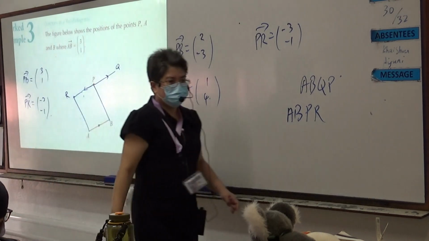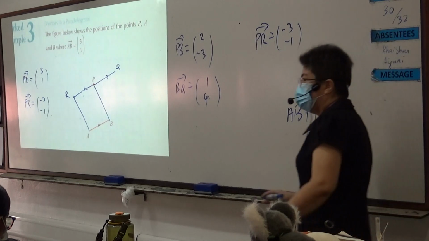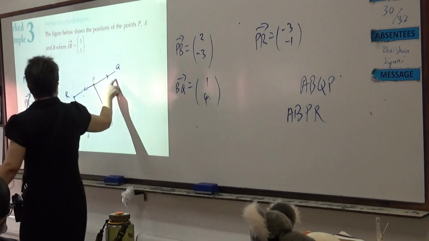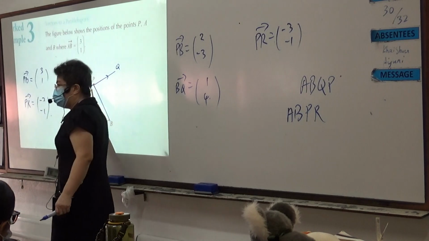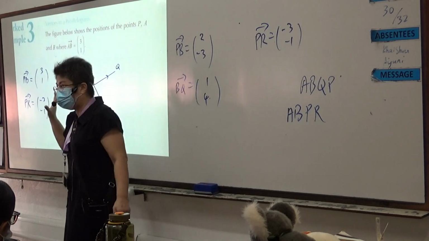The question says, do the vectors PQ and PR have the same magnitude? Now you count up, can you see 3, 1, 3, 1? They have the same magnitude actually. Can you see? They have the same magnitude because of the same length.